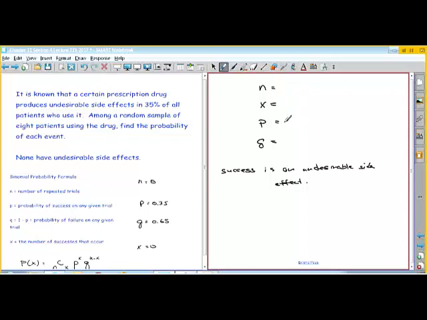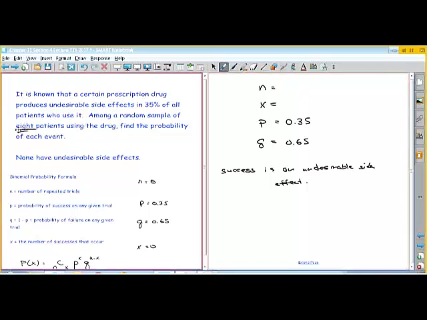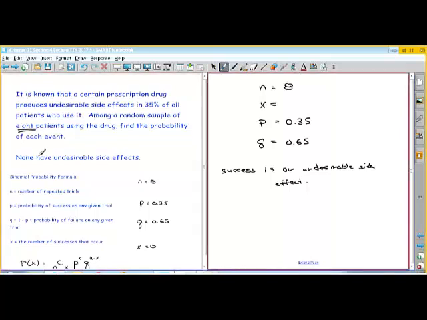So, what's the probability of having an undesirable side effect? What's the probability of successfully having an undesirable side effect? 0.35, and therefore the probability of not having an undesirable side effect is 1 minus that. Okay, so that's good. 8 patients. So what would the 8 correspond to? Yep. And if none have undesirable side effects, that's 0 successes, right? So that's 0.